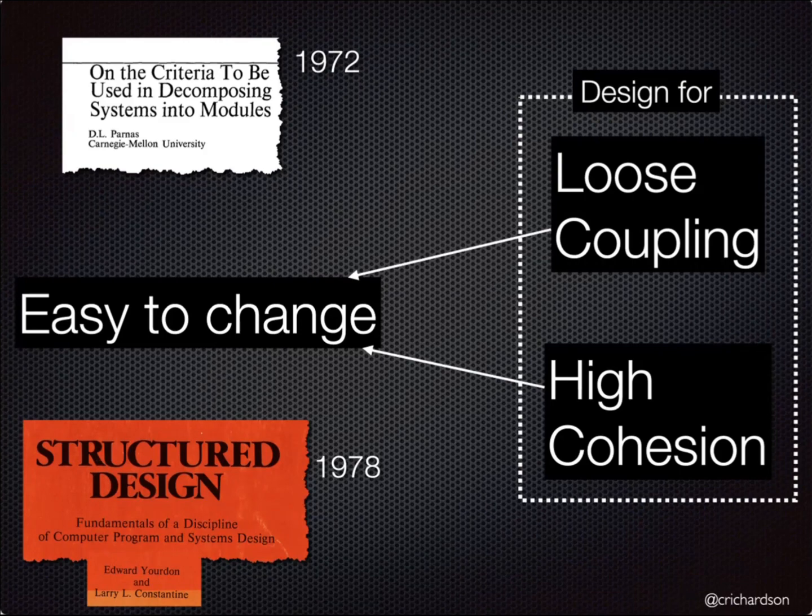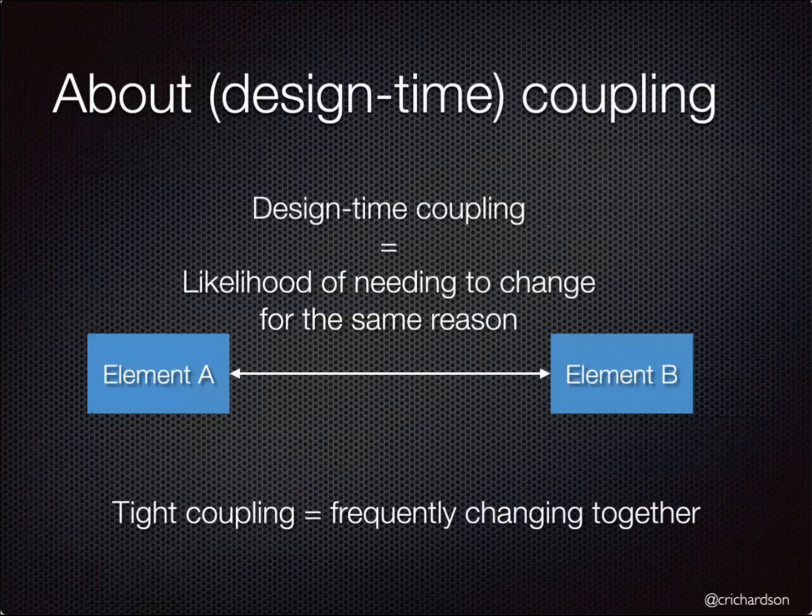So let's look at loose coupling. Specifically, this is design time coupling, because as I'm also going to talk about later, there's another form of coupling that is a little different. So the degree of design time coupling between two software elements, between two classes, say, is the likelihood of needing to change both of them for the same reason. And if these elements are tightly coupled, that means that they frequently change together for the same reason.